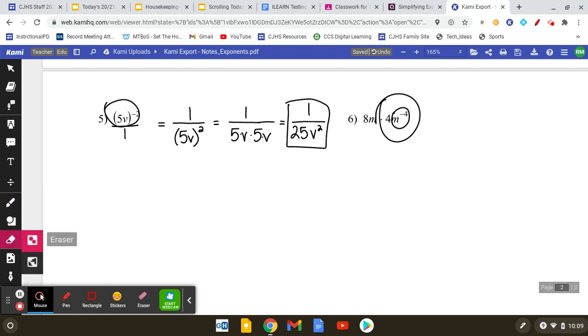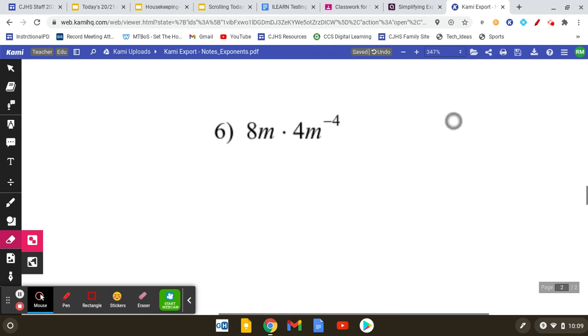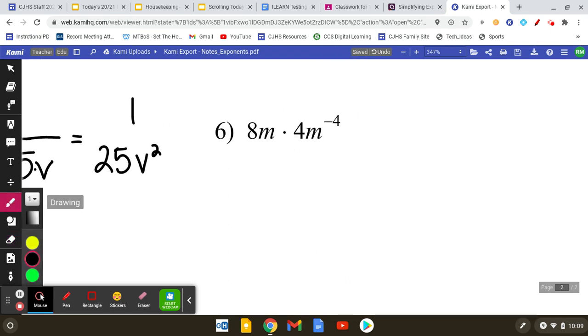Okay? It only goes to the m. So let's take a look at number 6 real quick. We are going to put this entire thing over 1. Okay? And remember, the m is the only part that is getting raised to the negative 4 power.